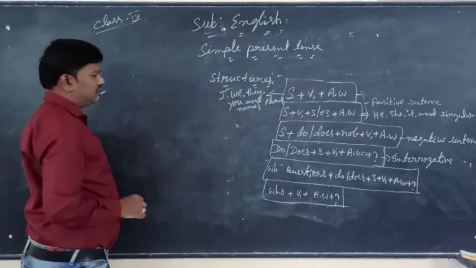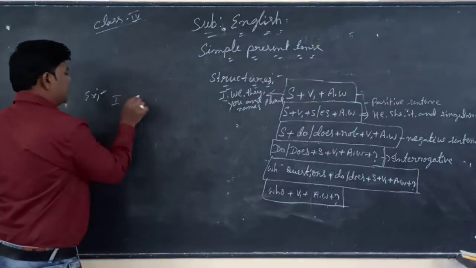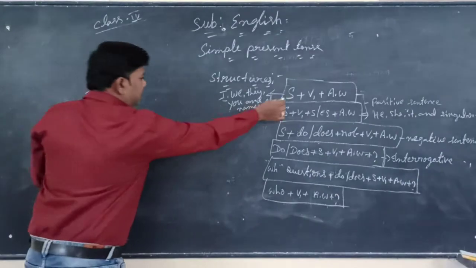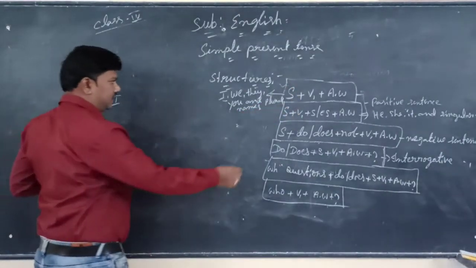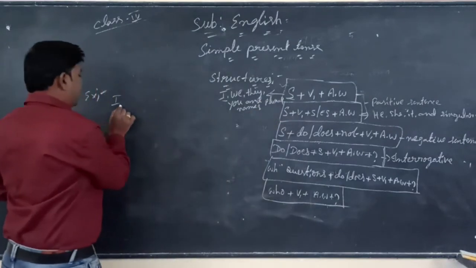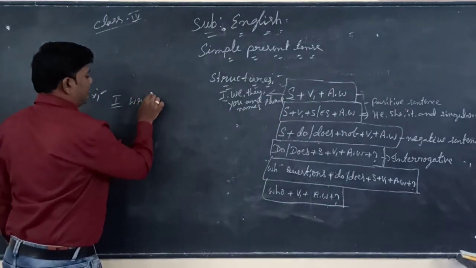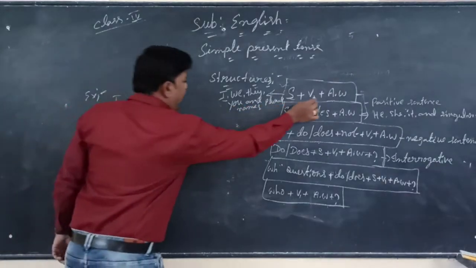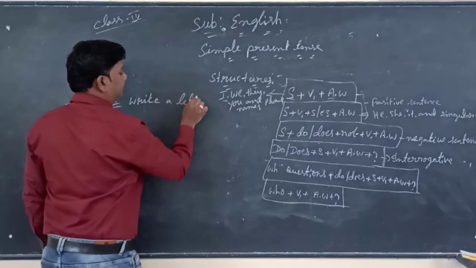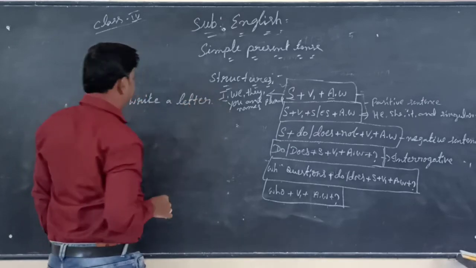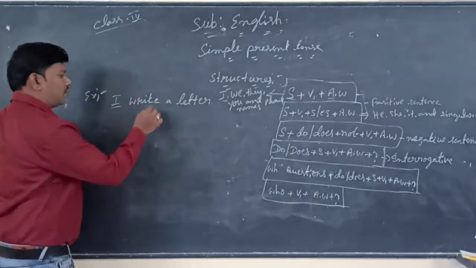First of all, I take the subject I. Then the structure is this one. The first structure we apply here is for simple present tense: subject, I take I, and V1. I write, then the additional remaining part: I write a letter.